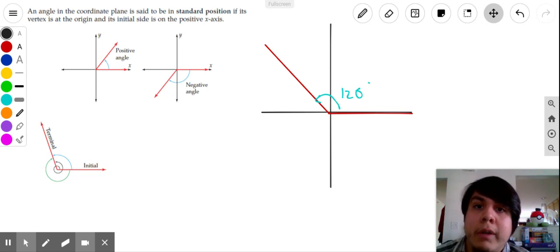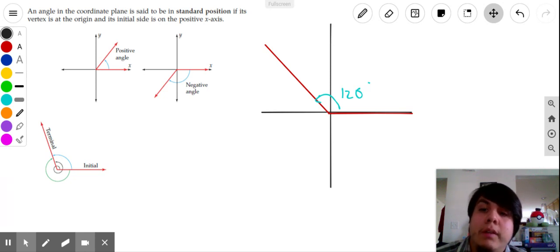So we're going to talk about angles. And we're going to say that an angle in the coordinate plane is said to be in standard position if its vertex is at the origin and its initial side is on the positive x-axis. So that's a lot of vocab.